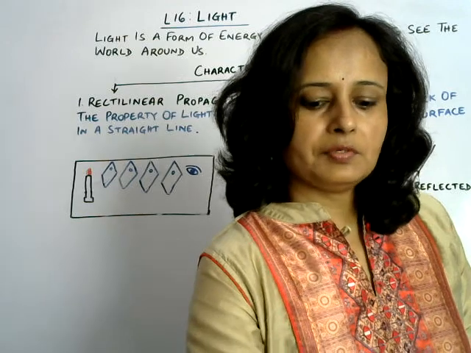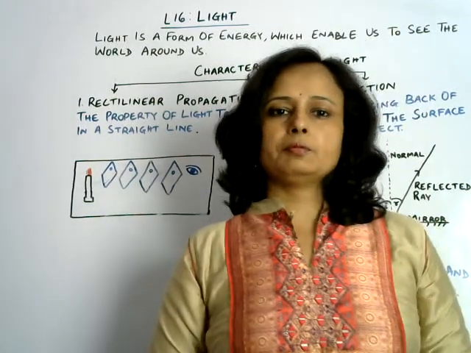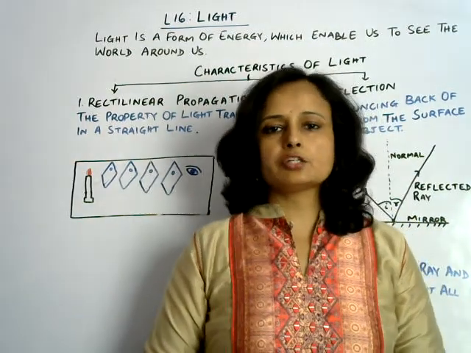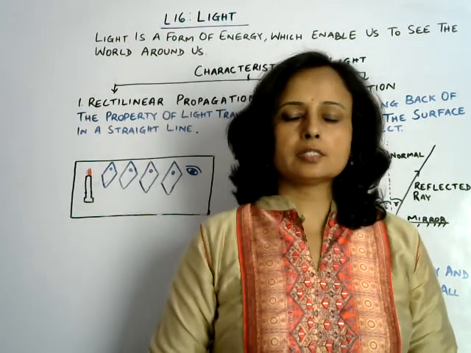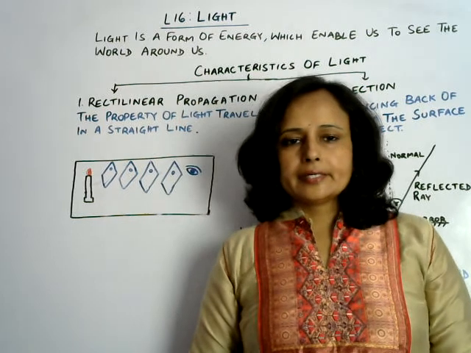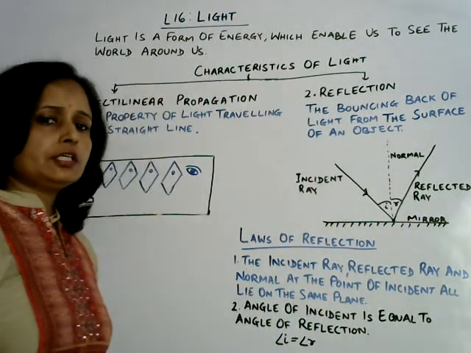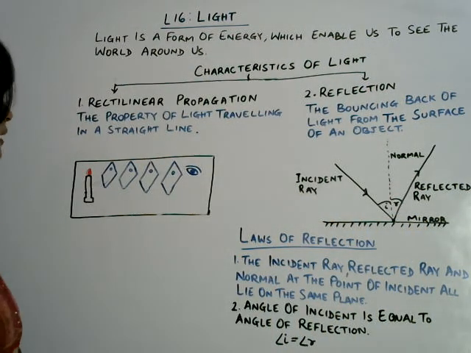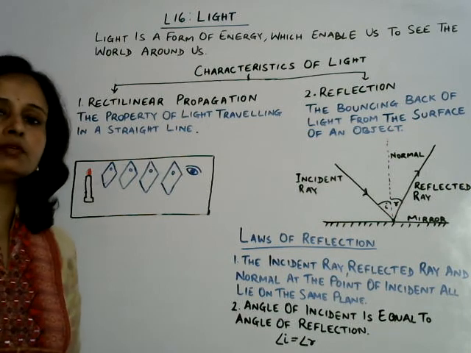Hello everyone, now we are going to learn about the properties of light, the characteristics of light. What characteristics can be observed in light? In grade 7, there are two properties that we need to learn. Those are rectilinear propagation of light and reflection of light.